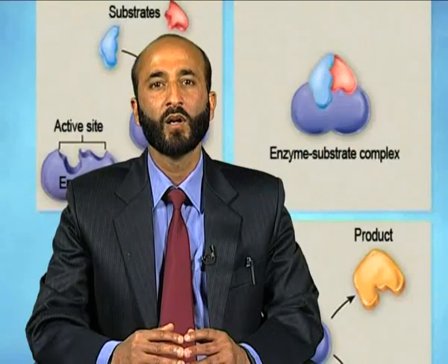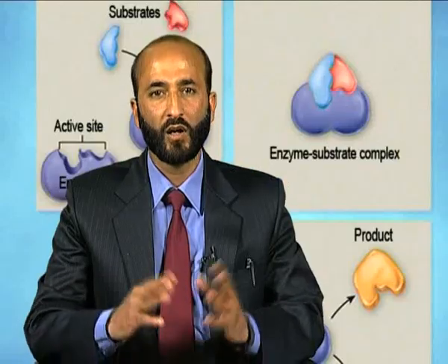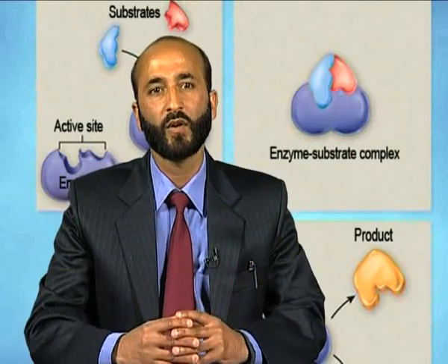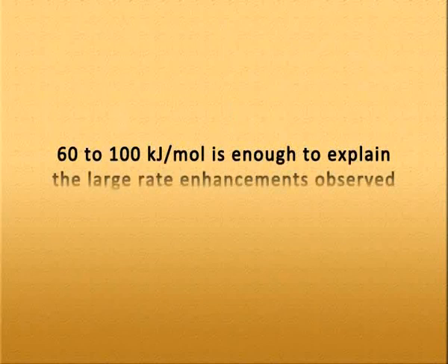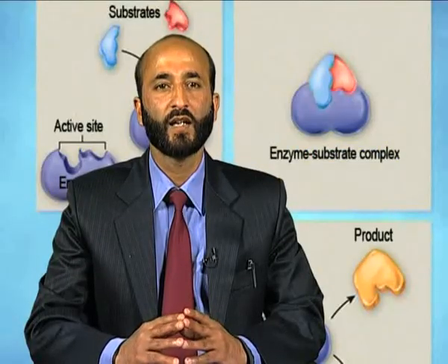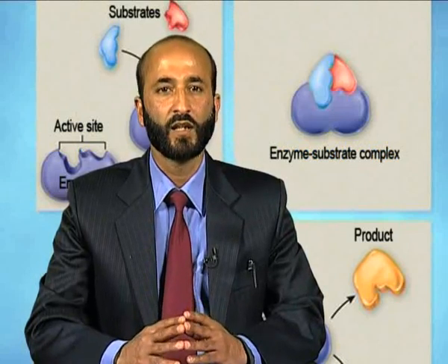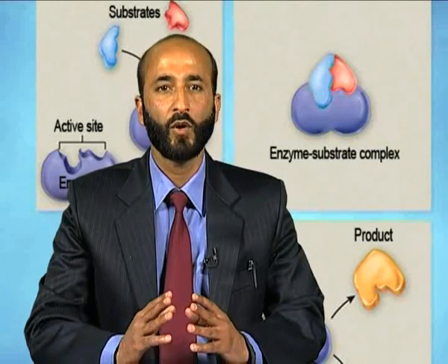The energy available from formation of a single weak interaction is generally estimated to be 4 to 30 kilojoules per mole. The overall binding energy available from a number of such interactions is therefore sufficient to lower activation energies by the 60 to 100 kilojoules per mole required to explain the large rate enhancements observed for many enzymes. The same binding energy that provides energy for catalysis also gives an enzyme its specificity, that is, the ability to discriminate between a substrate and a competing molecule.